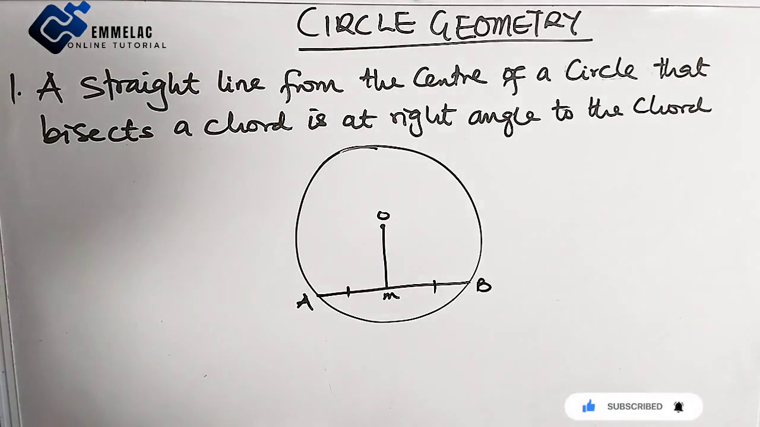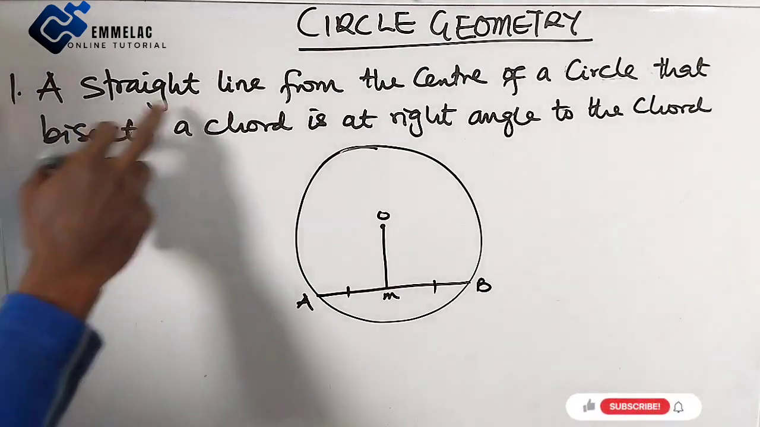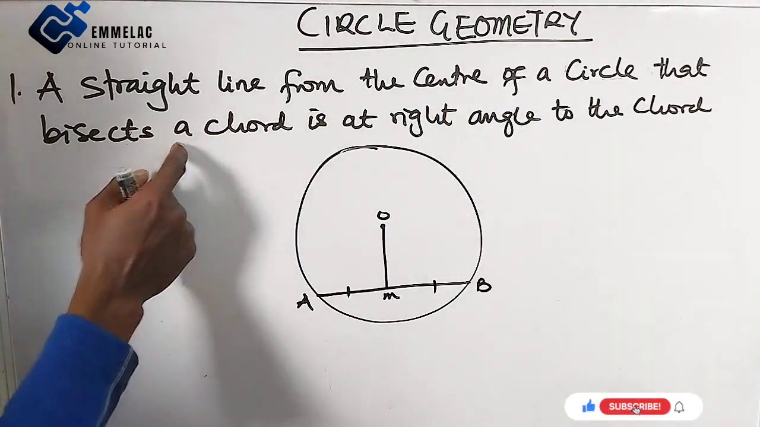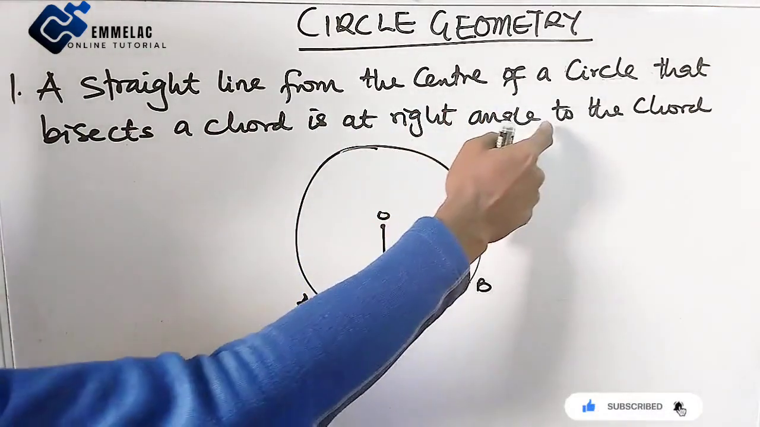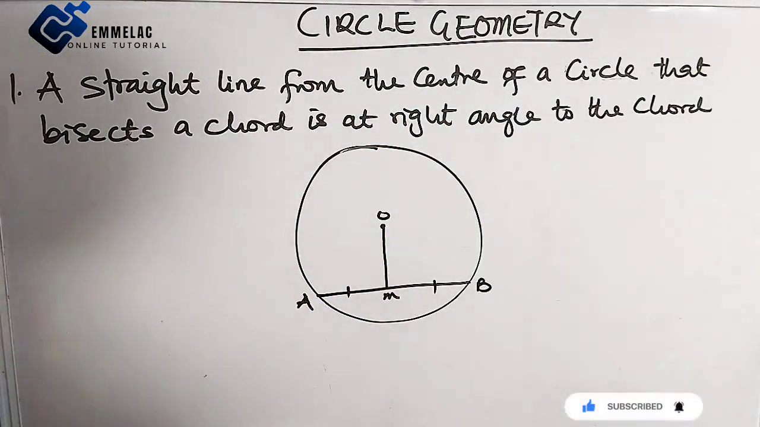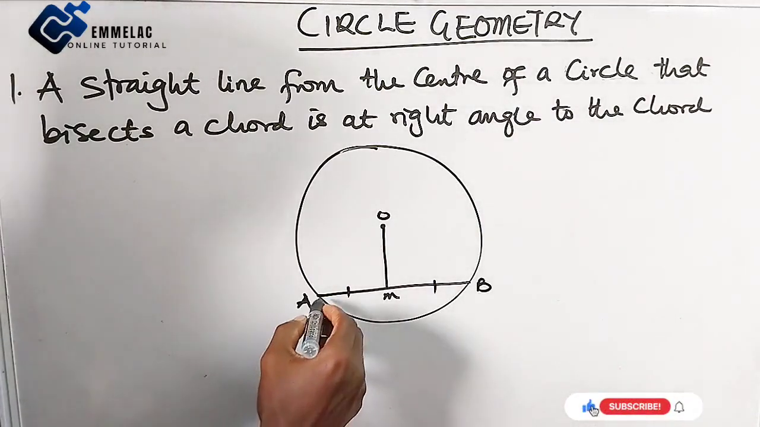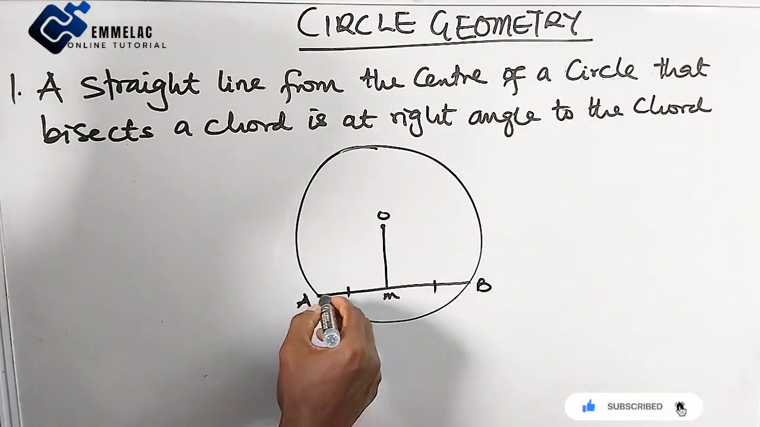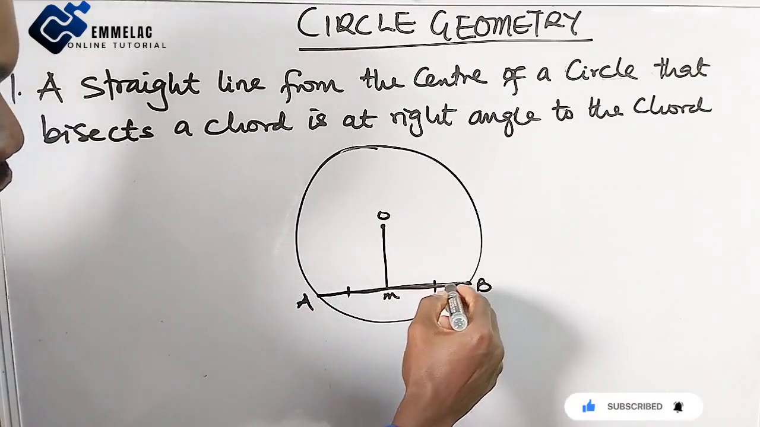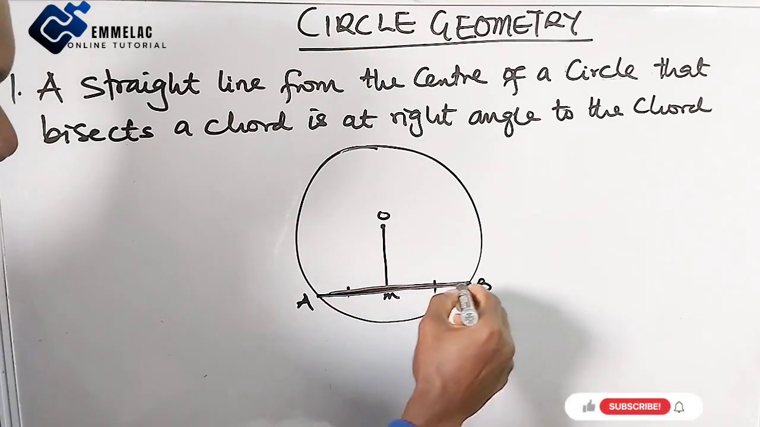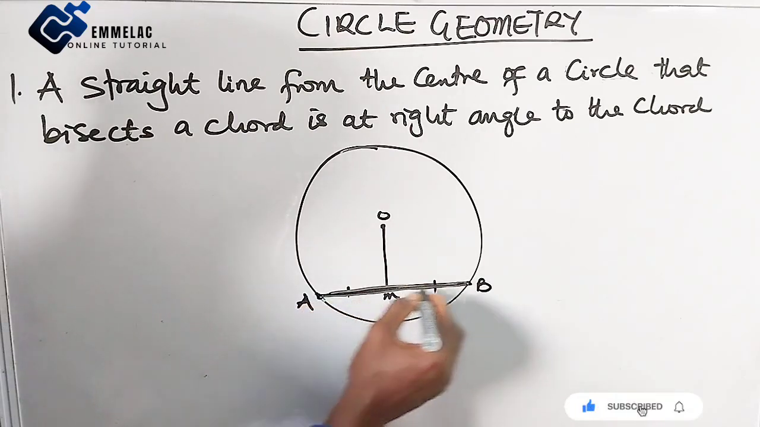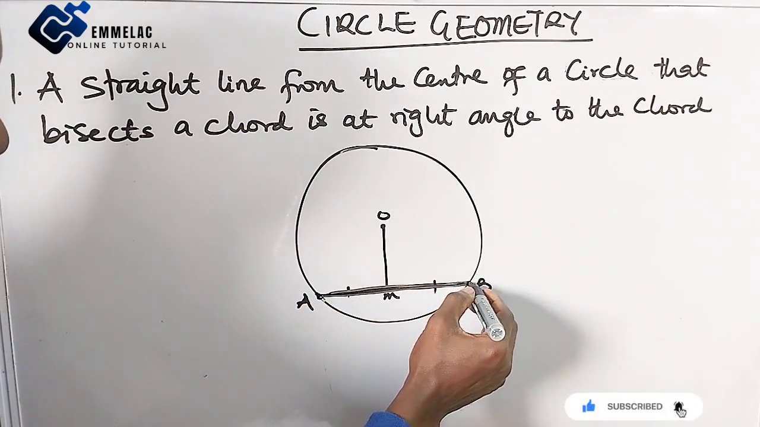Now look down for number 1, and it says a straight line from the center of a circle that bisects a chord is at right angle to the chord. First of all, what you probably need is to understand a chord. A chord is just a line that cuts across the circumference of a circle. So this line here is what we call the chord. It starts from one end of the circumference and ends at the other end of the circumference.